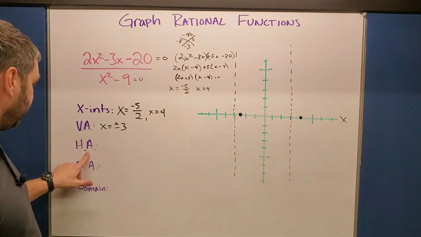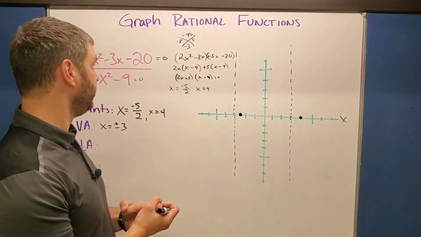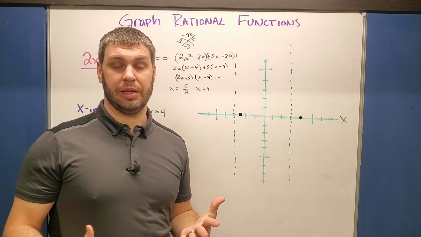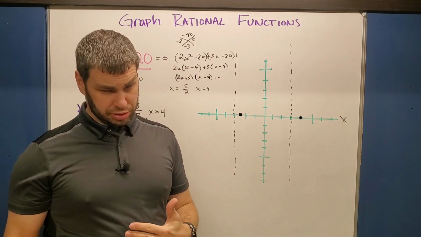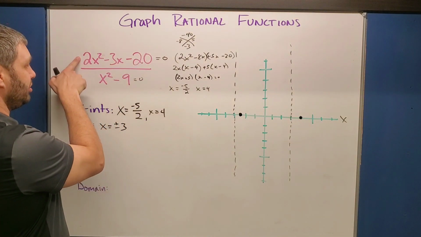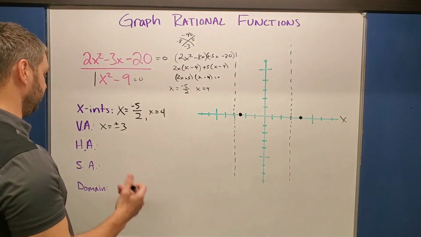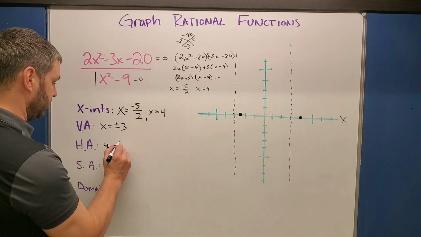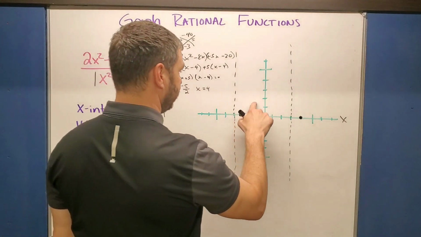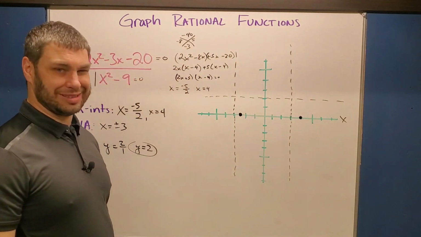The next thing it wants us to find are the horizontal asymptotes. We have 3 different cases. This case is where the degree of the top is equal to the degree of the bottom, like I was talking about in the intro. When the degree of the top is equal to the degree of the bottom, we're going to just say y equals 2 over 1, the leading coefficients of the top and bottom. So y equals 2 over 1, or just y equals 2. That is the line right here at 2, and that's a horizontal asymptote.